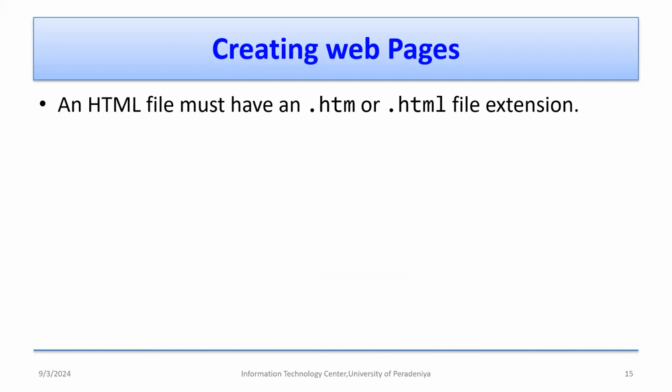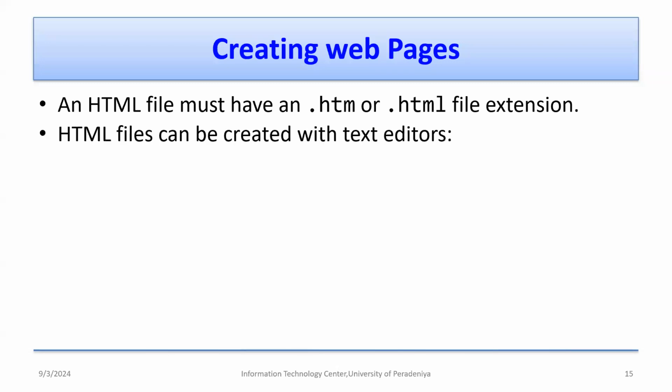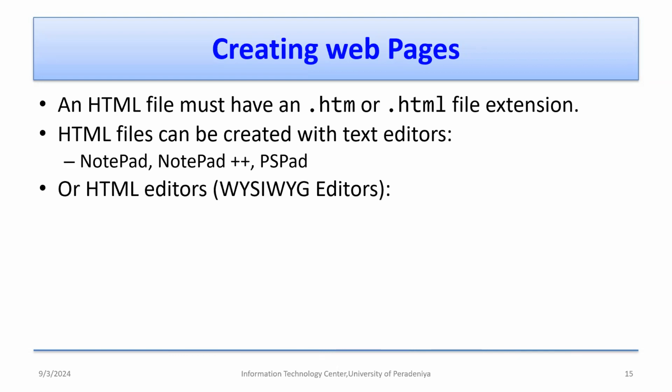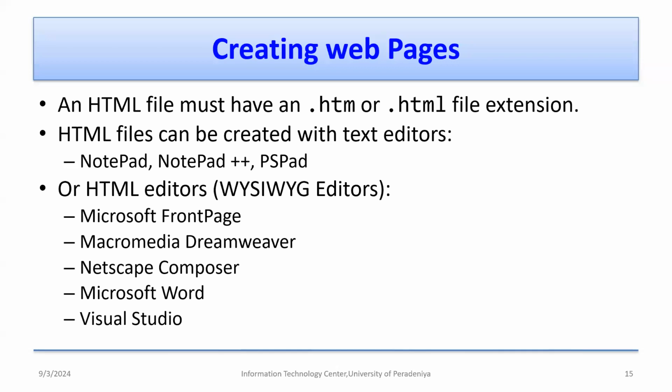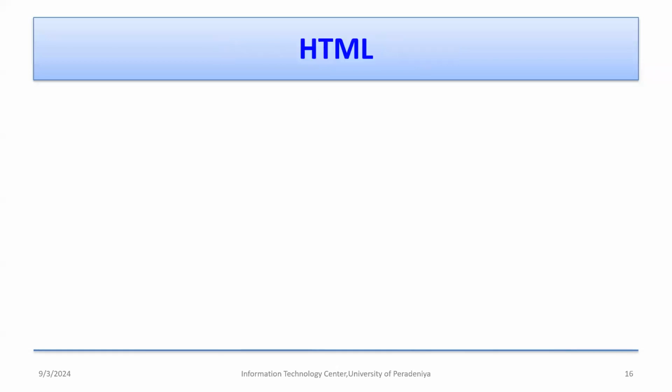Now let's see how to create web pages. A web page should have the file extension .html or .htm. We can use a basic text editor like Notepad or Notepad++ to create web pages, as well as a number of tools, like VS Code, FrontPage, and Dreamweaver. We can even use MS Word as well.